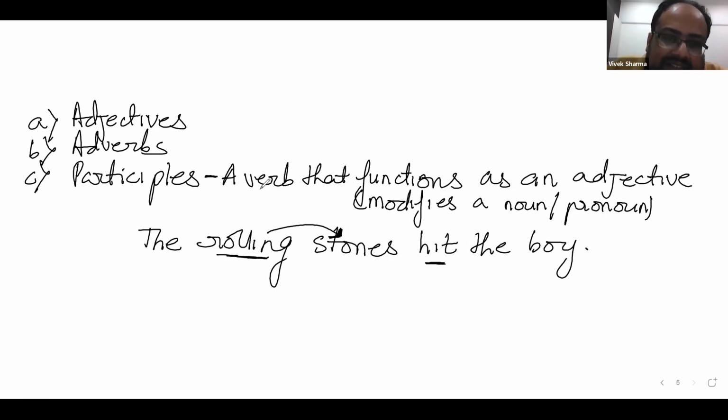So rolling, technically a verb, here performs the function of an adjective. So it is known as a participle. So any verb that performs the function of an adjective is known as a participle. Look at the next sentence.